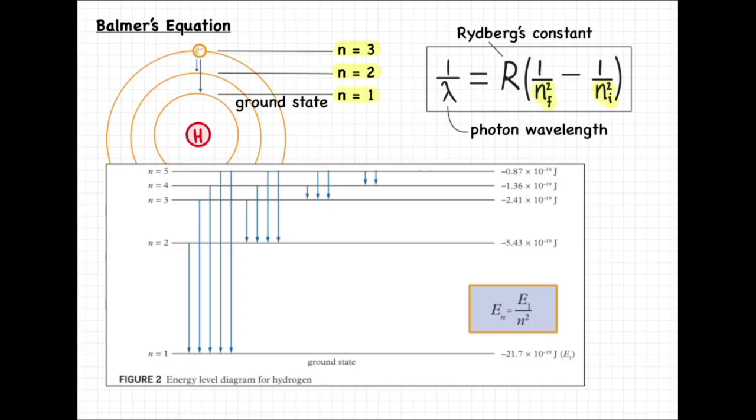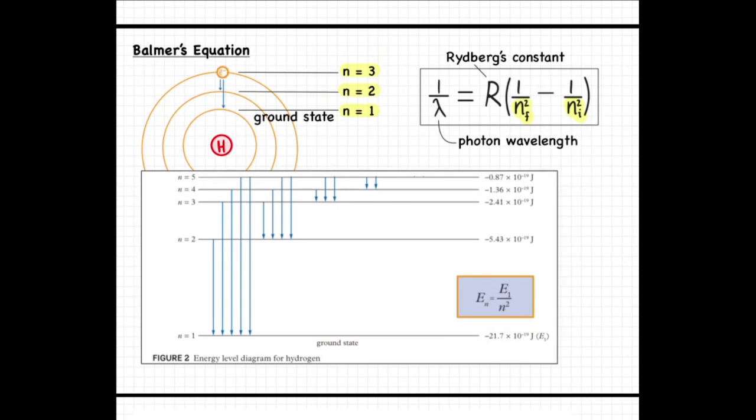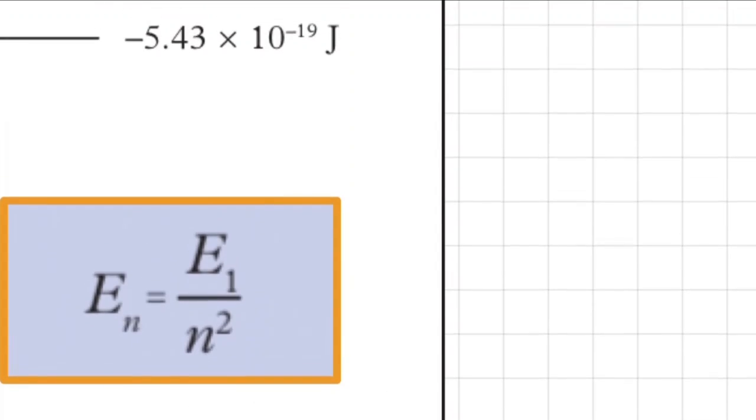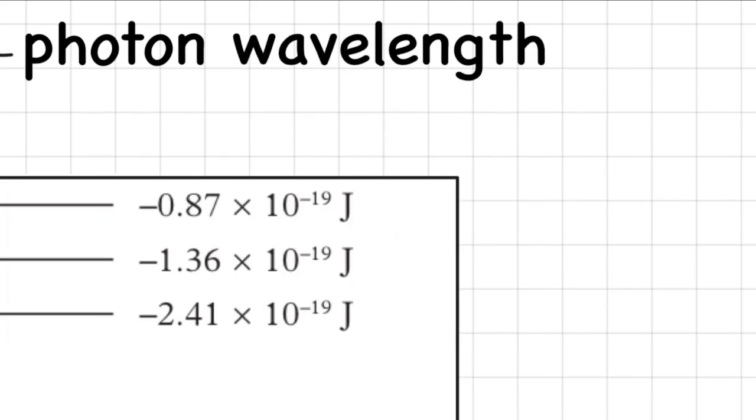So that ground state we say is n equals 1. And we need to get comfortable with this idea of n referring to those energy levels. And we say it has an energy of negative 21.7 by 10 to the negative 19 joules. Now notice that that is called E1, the energy when n equals 1, okay? And that goes on and on, E2, E3, E4, E5, right?